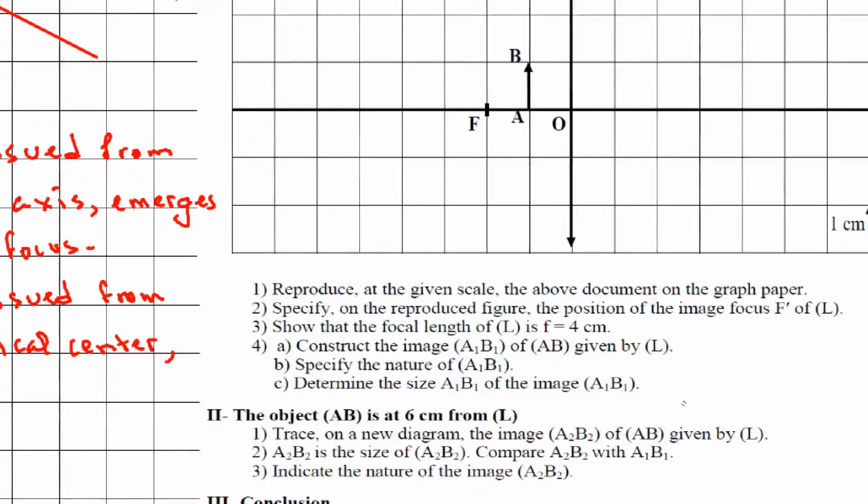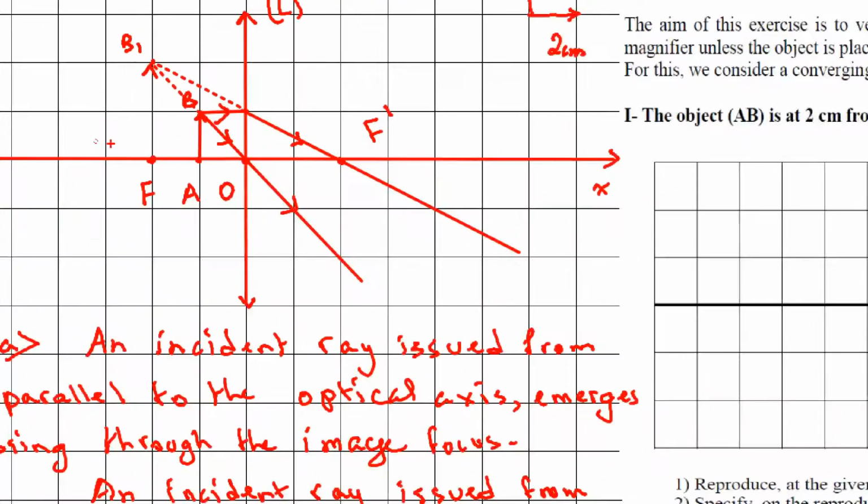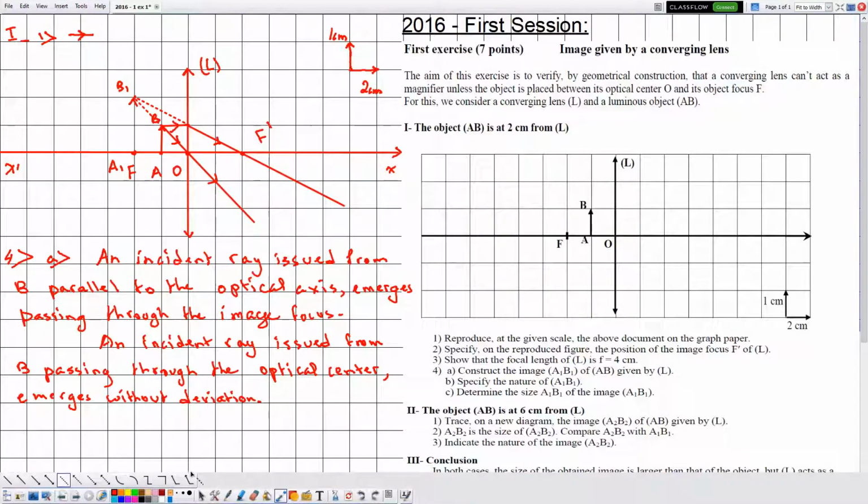Now here the image consists of 2 points, A1 and B1. We have already traced B1, now we need to trace A1. Now A is the foot perpendicular of B on the optical axis, therefore also A1 will represent the foot perpendicular of B1 on the optical axis. And now let's trace the image. The image is dotted because it's the intersection of the prolongations.